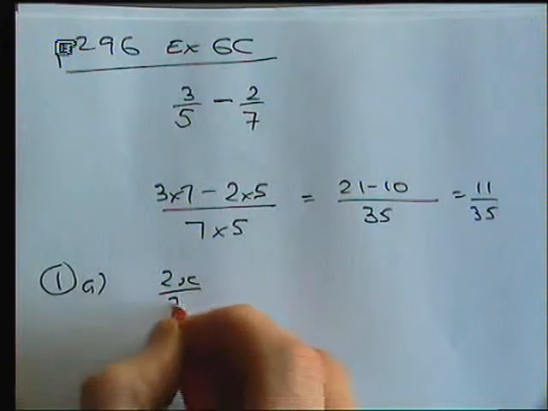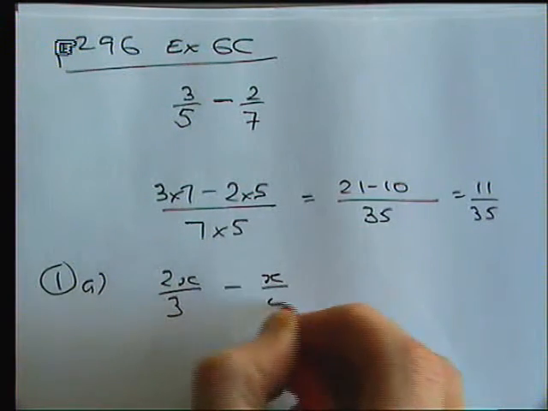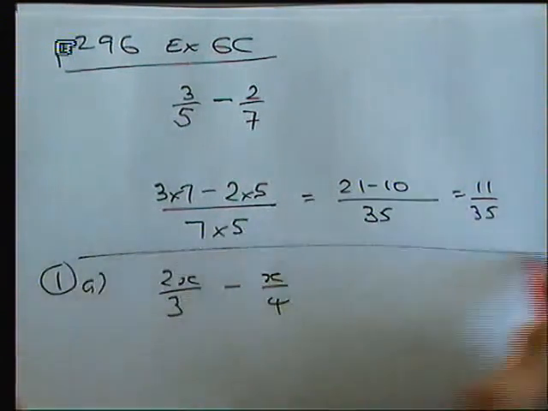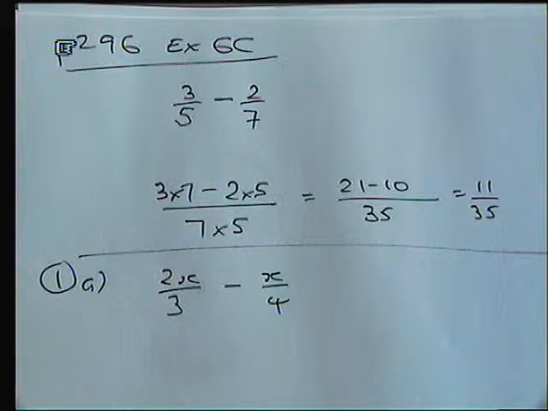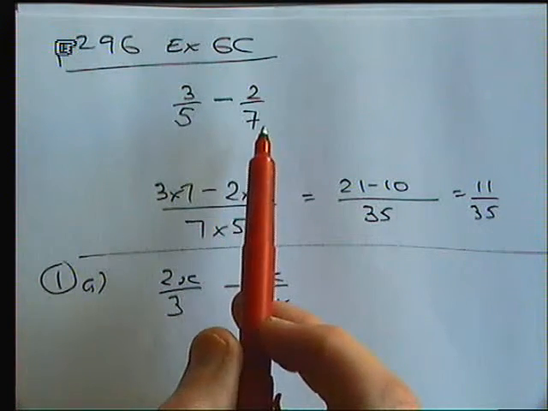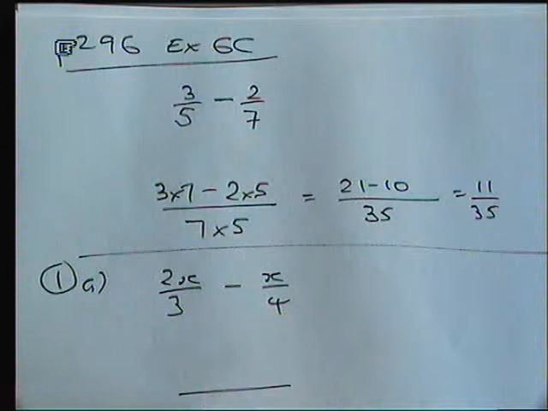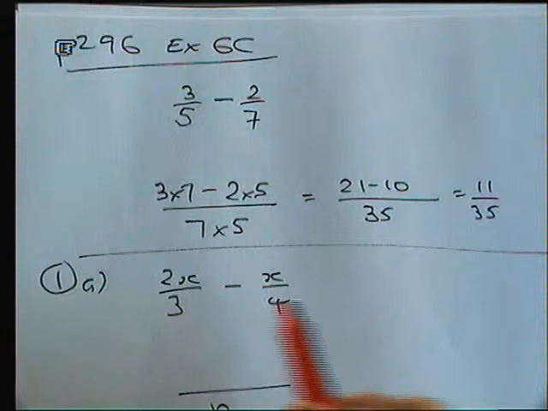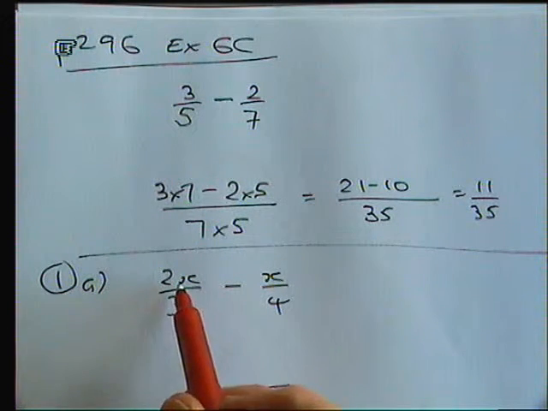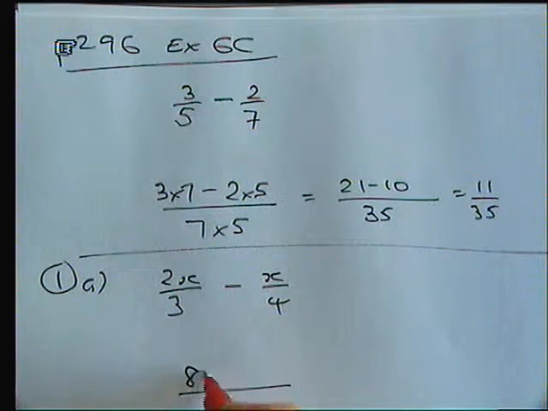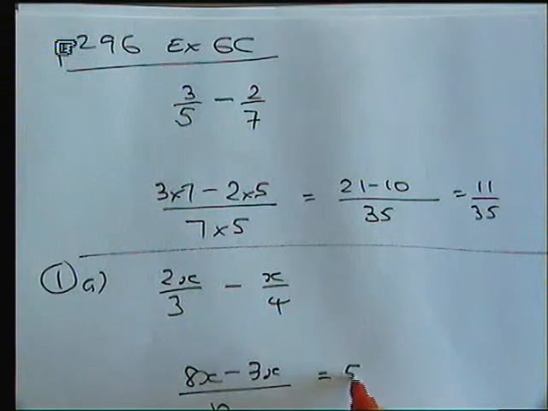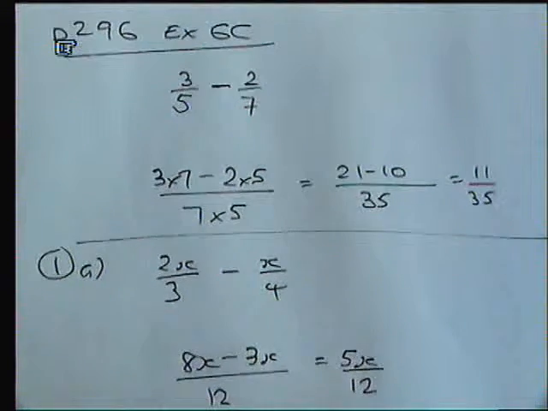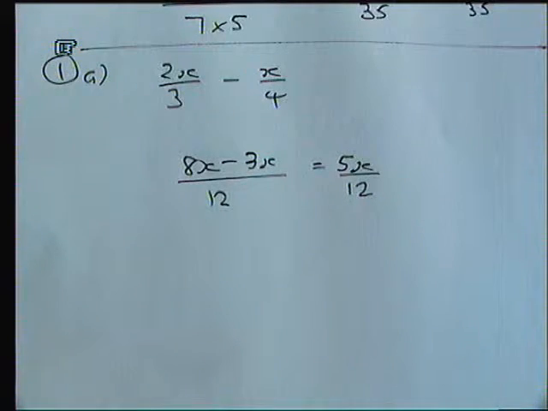Right, 2x over 3 minus x over 4. Use exactly the same process as we use with numbers. We times those two together to get the denominator. So 3 times by 4 is 12. Then you times together. I'm going to call this cross multiplying. The 2x times by the 4, the x times by the 3, the minus sign goes in there. That's 5x over 12. That was very, very easy. Okay, we'll go to Fraser.